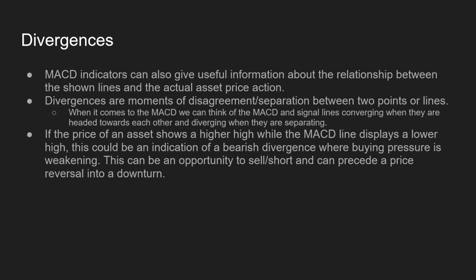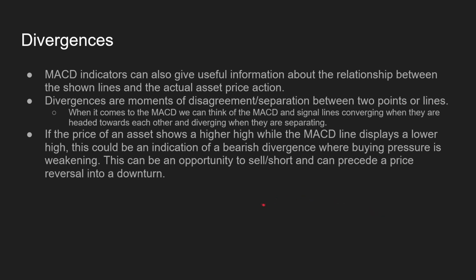Looking beyond the lines themselves, we could even look at the price chart and its relation to the MACD. Now, if the price of an asset shows a higher high while the MACD line displays a lower high, this could be an indication of a bearish divergence where buying pressure is weakening. This could be seen as an opportunity to sell or short and can precede a price reversal into a downturn.